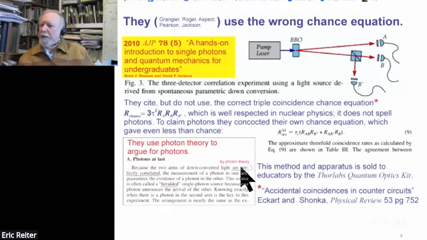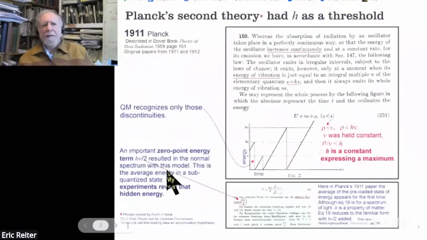And also they're making many assumptions trying to justify the photon to start with. So there are many problems in how people did these experiments in the past.